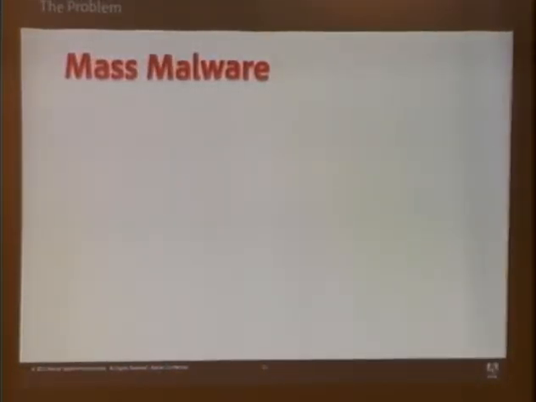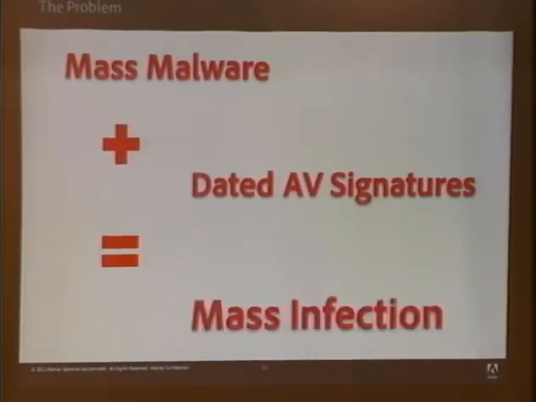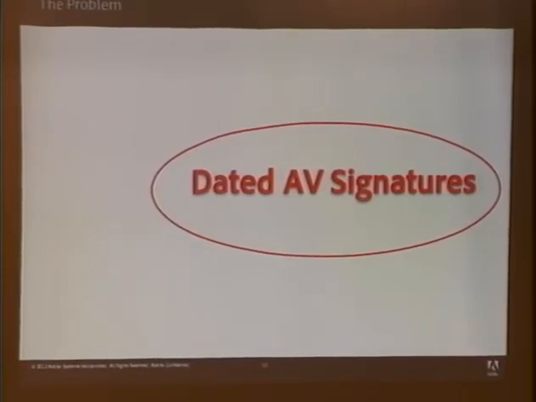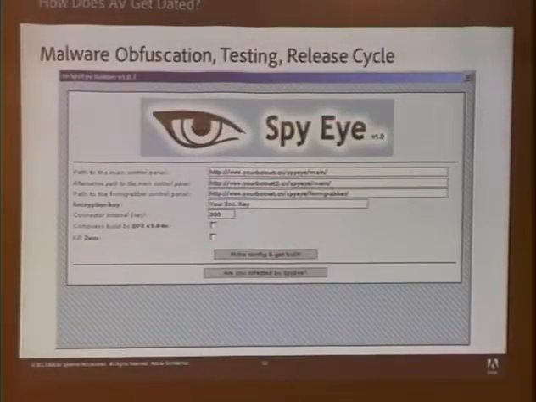So the equation I'd like to offer as a model for how mass malware spreads and is effective is: mass malware combined with dated AV signatures leads to mass infections. And the topic that we'll analyze in more depth is the second piece of the equation: what are dated AV signatures and why do signatures get to be dated? So let's ask that question. Why do AV signatures get to be out of date? Well, one explanation is the malware obfuscation, testing and release cycle.